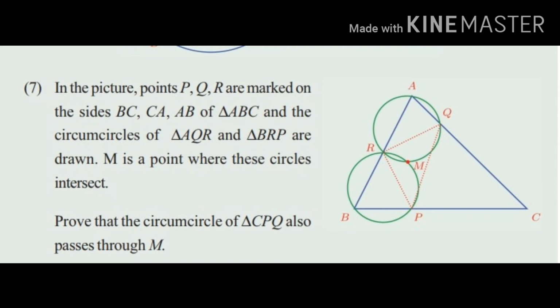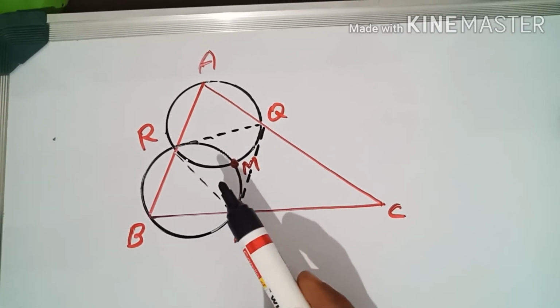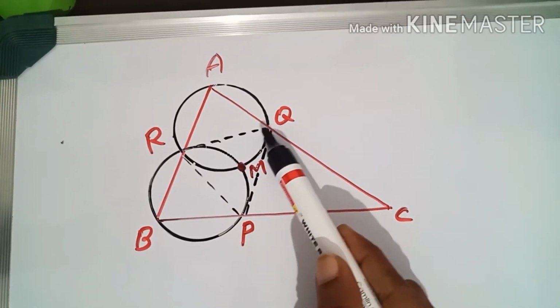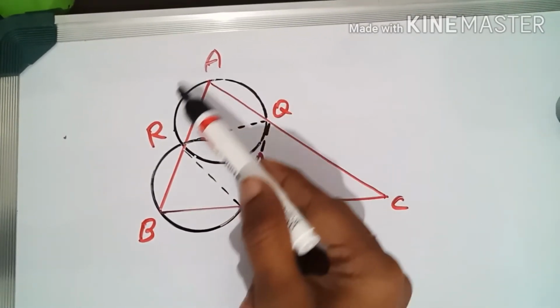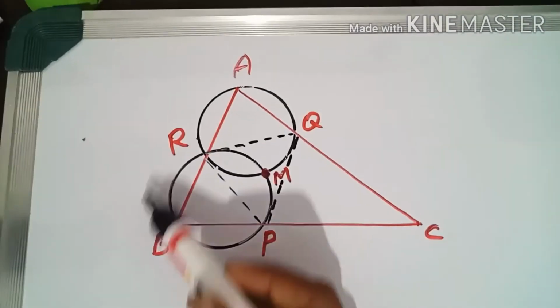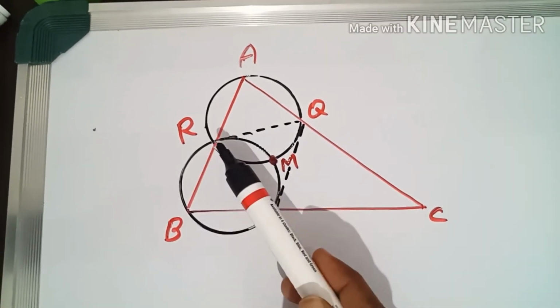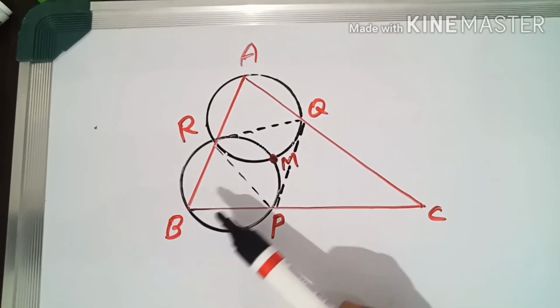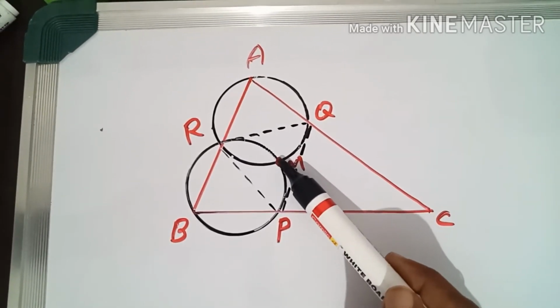Okay, let's draw the figure. Then only you can understand the question. This is a rough figure. Here are two circles. These two circles are the circumcircle of the first triangle QRA, this triangle ARQ, and the circumcircle of triangle PBR, that is, triangle PRB. Here is one point M where these two circles meet.